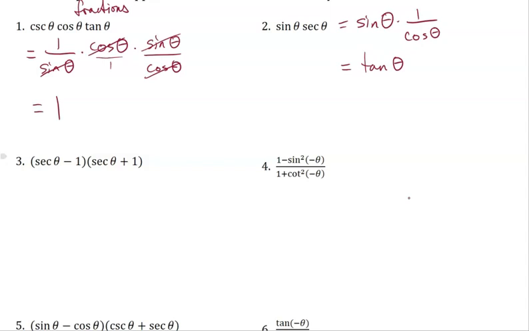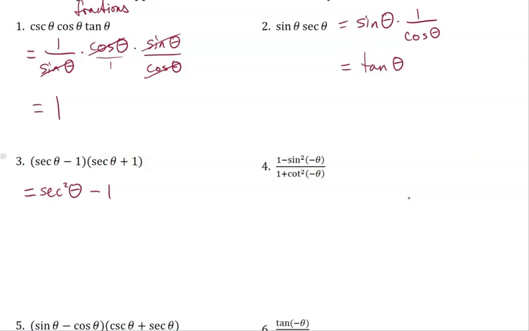I could write out the whole distribution, or I could recognize this is the product of conjugates, meaning I can square the first, secant squared theta. I can square the 1, and put subtraction between them. You would get the same thing if you did secant times secant plus secant times 1 minus 1 times secant minus 1 times 1, because the middle two terms would cancel out.